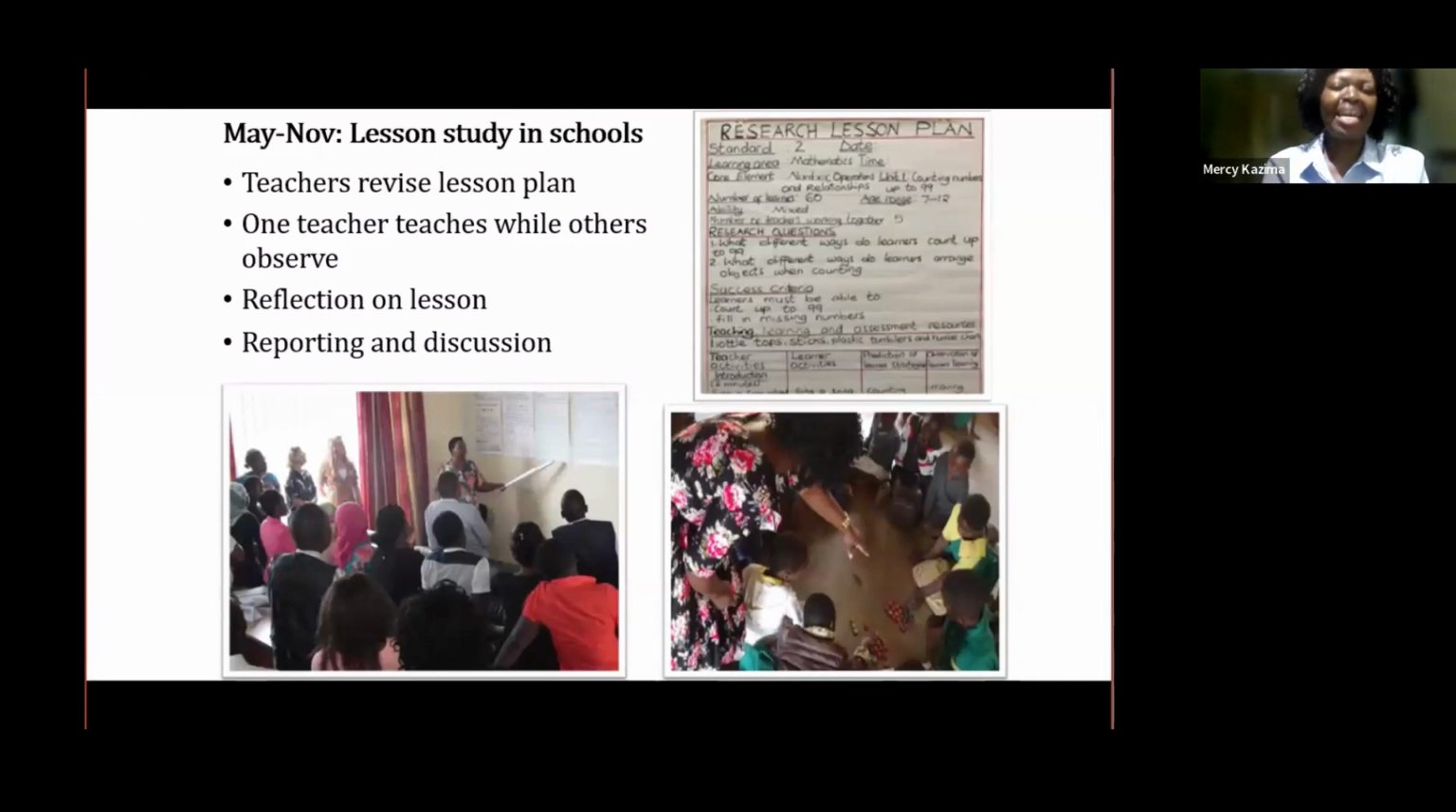They would revise the lesson plan, and then they would pick one of the teachers from that group who would teach the lesson, and the others would observe. They would have a discussion to reflect on the lesson and report on what they have learned from that lesson, about their teaching and their learners' learning, and we'll have a discussion at the next workshop. Next slide, please.